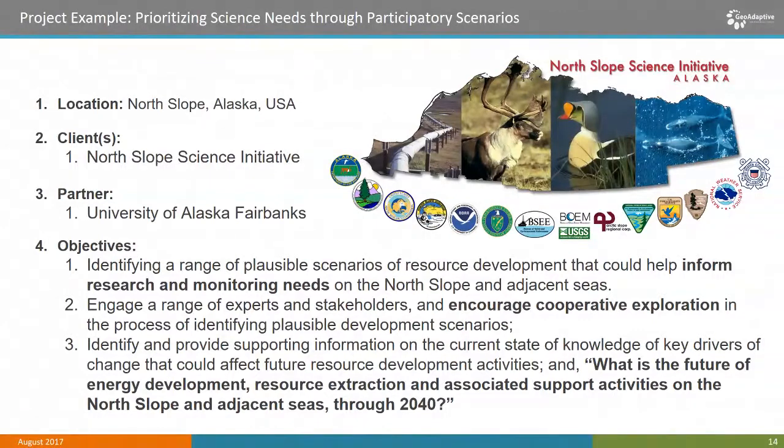And just to point out that the North Slope of Alaska is basically everything north of the Brooks Range. So this includes the Alaska National Wildlife Refuge, the National Petroleum Reserves, and a lot of other state and federal conservation lands, as well as Native Alaska lands.